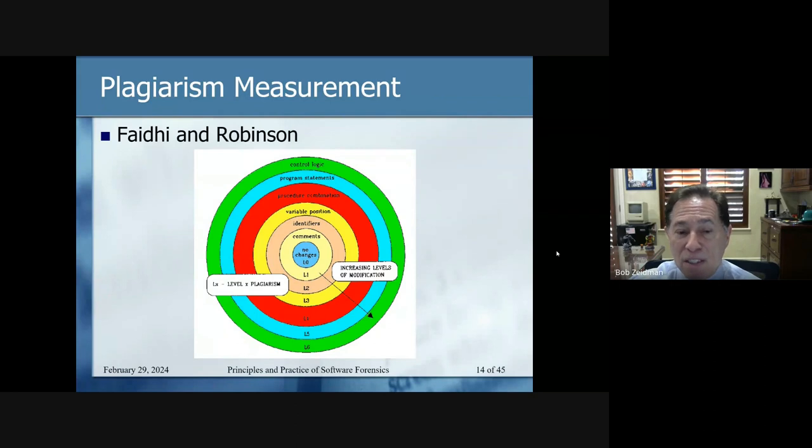And you can see it starts out in the middle with no changes. And there's an arrow going outward that has to do with changing comments, changing identifiers, changing variable position. And they called this the levels of modification, and each level was more significant than the one before it. So one of my issues with this is that really, how do you determine that one is more significant, or what does it mean for one to be more significant? And what if you do combinations of these things?